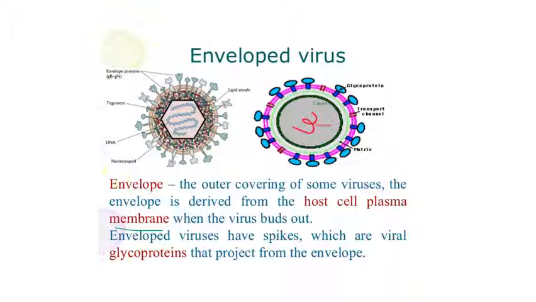This envelope has spikes. We can see spikes here, which are viral glycoproteins. These spikes are viral glycoproteins that project from the envelope. From the envelope, small projections or spike-like structures come out. These are called glycoproteins, which are helpful in binding as well as in identification of foreign antibodies.